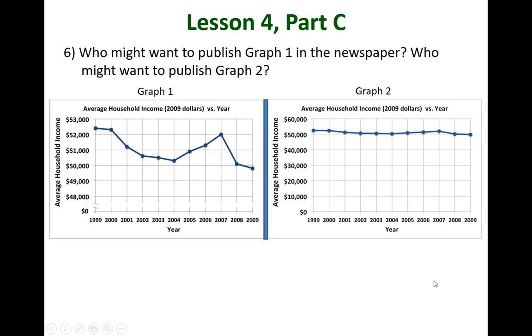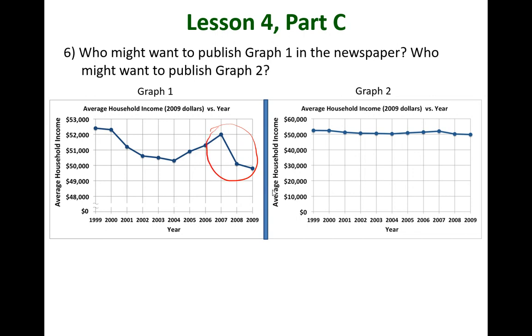Who might want to publish graph 1 in the newspaper? Who might want to publish graph 2? Well, politicians love information. If you are running a political campaign and you're a newcomer, you might want to publish graph 1 to point out how there was a long period, from 2000 to 2009, that household income is down. You might really want to emphasize the point that household income is down.